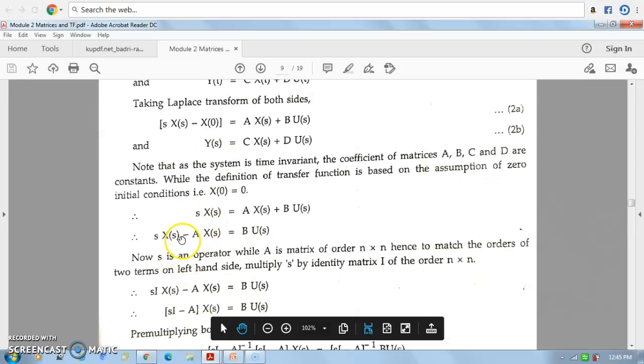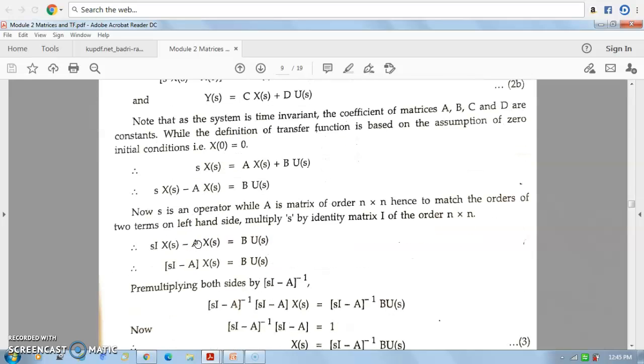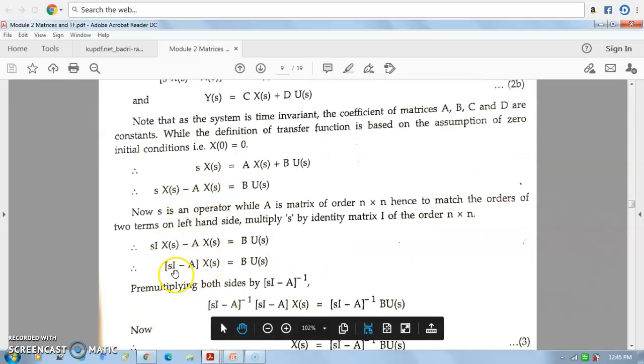Next, see here, x of s is there on both sides. Take it common, arrange on one side, x of s common, and the remaining is B into u of s. So if you take x of s common here, the remaining is s into minus A. See here, s into minus A, but here we are writing sI minus A.